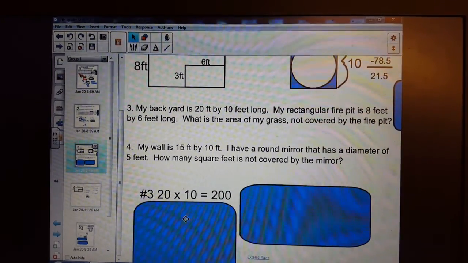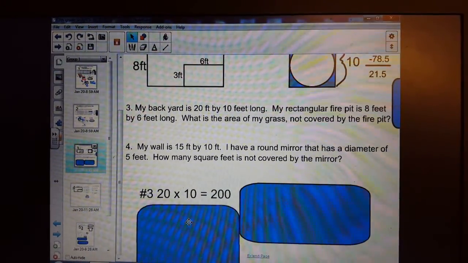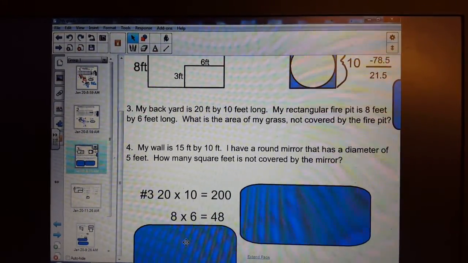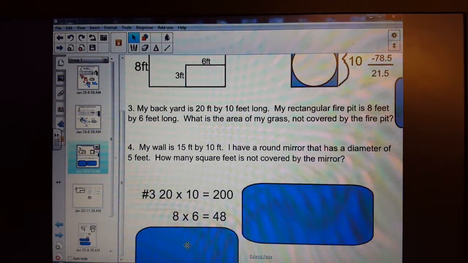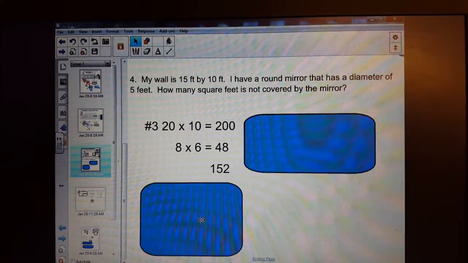20 times 10 is 200. The rectangular fire pit, 6 times 8 is 48. Subtract the two, and you get 152.